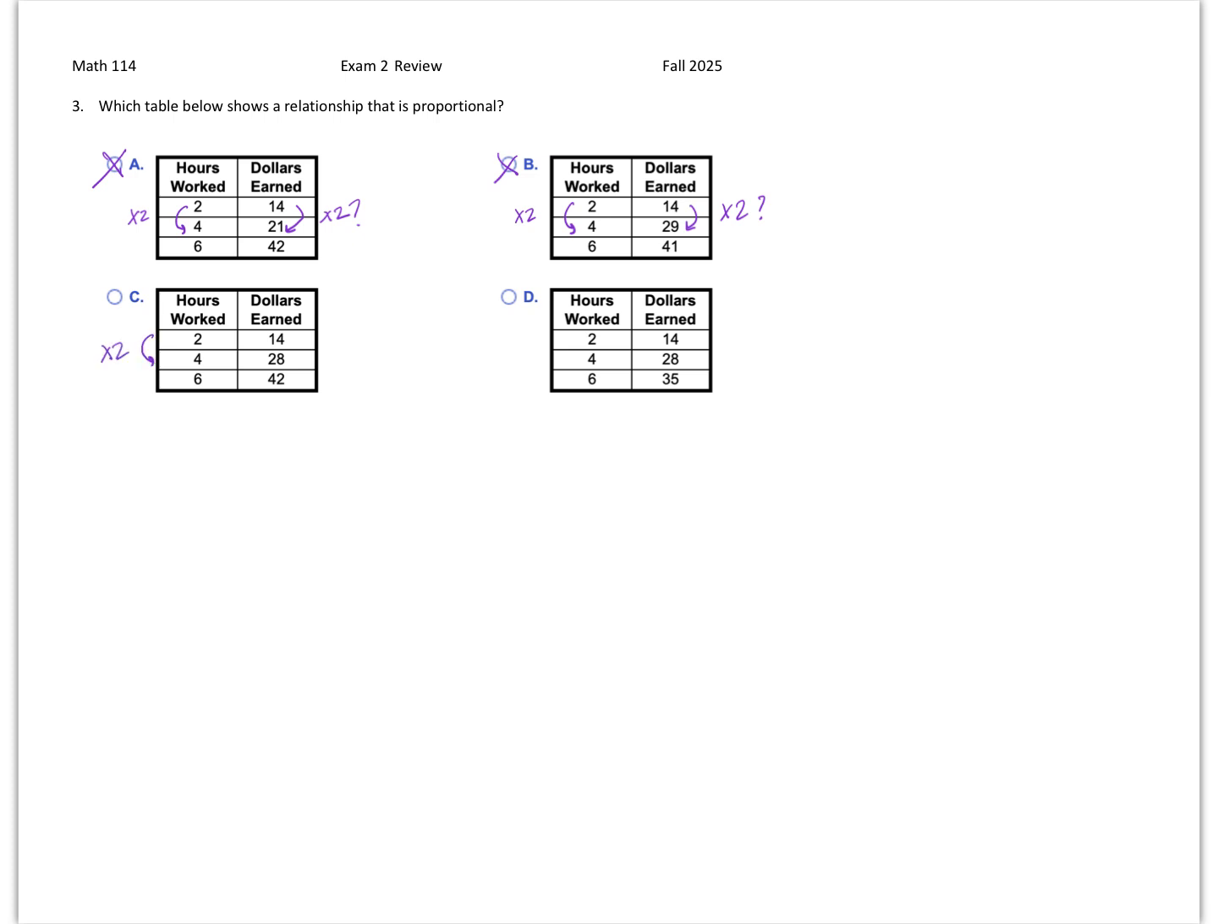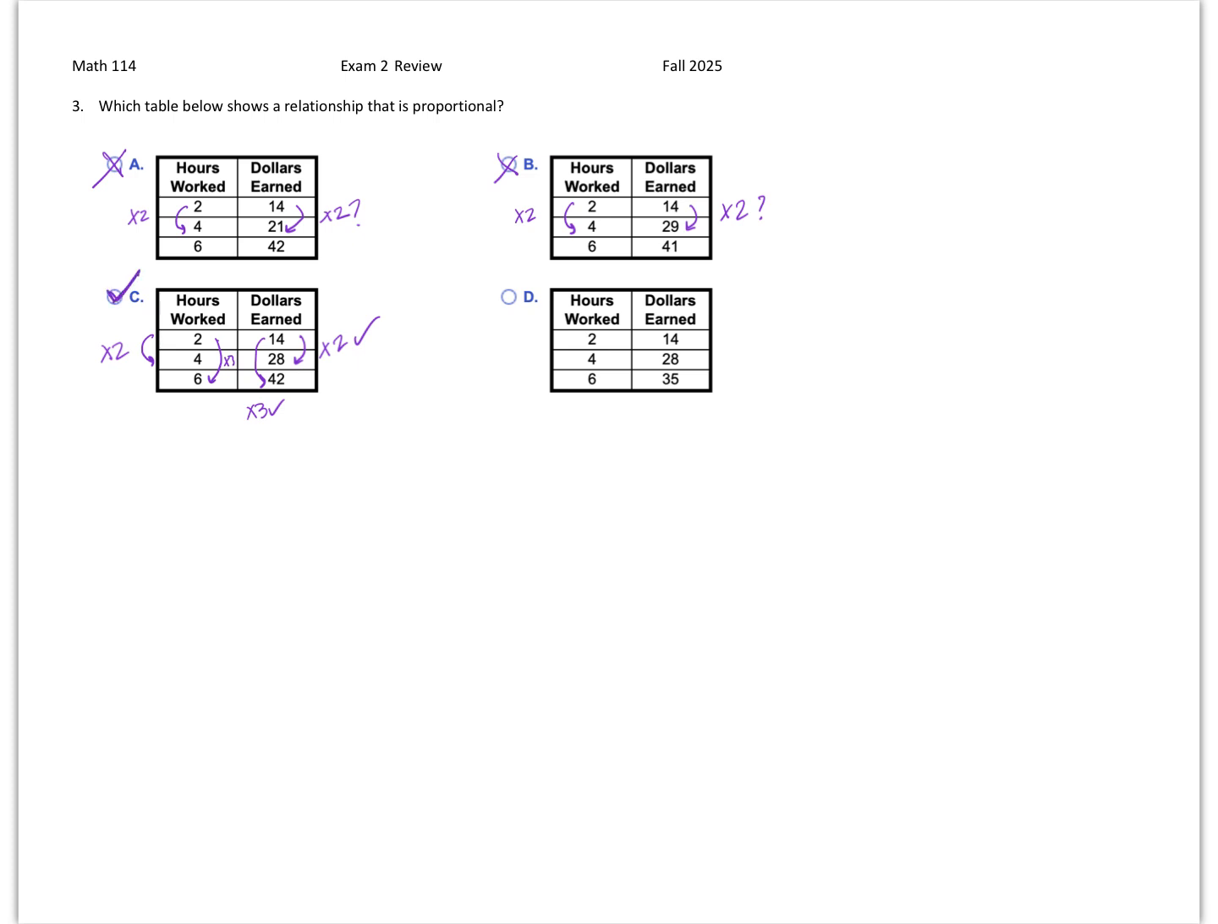In C, when we go from 2 to 4, we multiply by 2. And we go from 14 to 28, that is multiplication by 2. To go from 2 to 6, we multiply by 3. And I want to make sure that when I go from 14 to 42, is that multiplication by 3? And it is. 14 times 3 is 42. Okay, so C does look proportional.